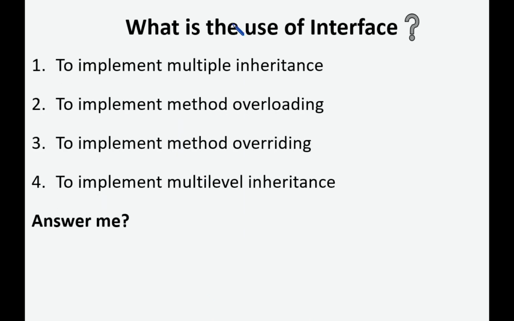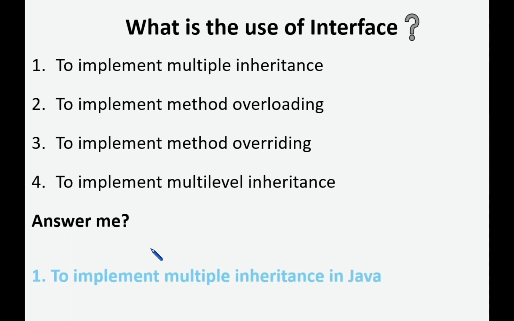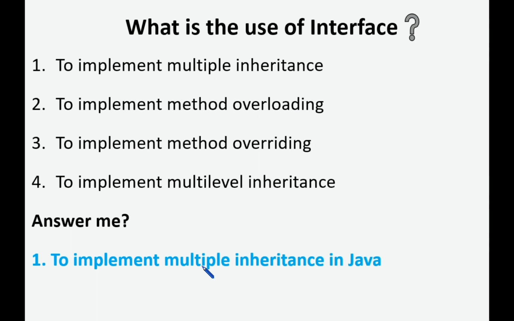So, what is the use of an interface? First option is to implement multiple inheritance. Option 2 is we can do method overloading. Option 3 is we can do method overriding. Whereas option 4 is we can achieve multi-level inheritance. So, what is the correct answer here? Yes, multiple inheritance in Java can be achieved with the help of implementing these interface concepts.